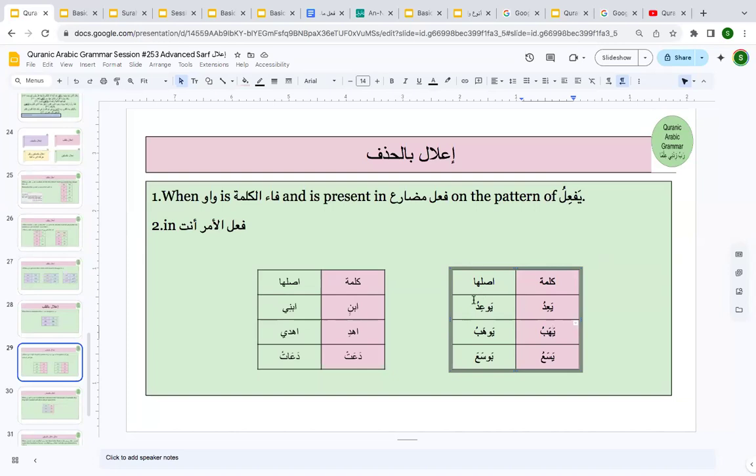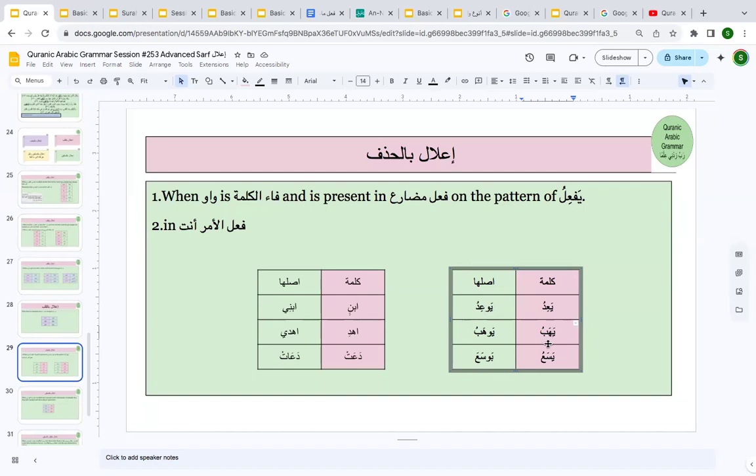So for example, this word was originally ya'idu. You have seen it in Quran very many times, right? Ya'idu, to promise. Originally the word was يوئد. So what happened to waw? Because it was present between alamatul mudariya and the kasra of yaf'ilu, it got dropped.